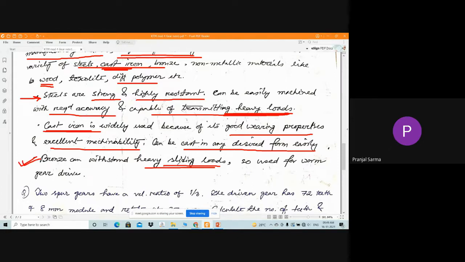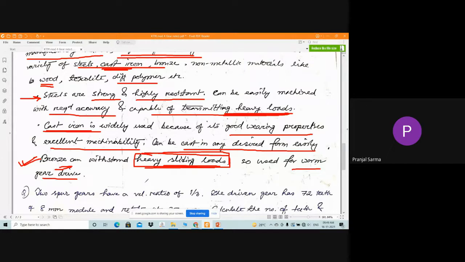Generally, in normal cases like the worm and worm wheel, we encounter heavy sliding loads. That's why the gears of your worm and worm wheel generally are made out of bronze. Apart from that, as I have already said, different polymers and other materials are also coming up, and all those can be utilized. But for that, there has to be a particular manufacturing method for those particular gears.